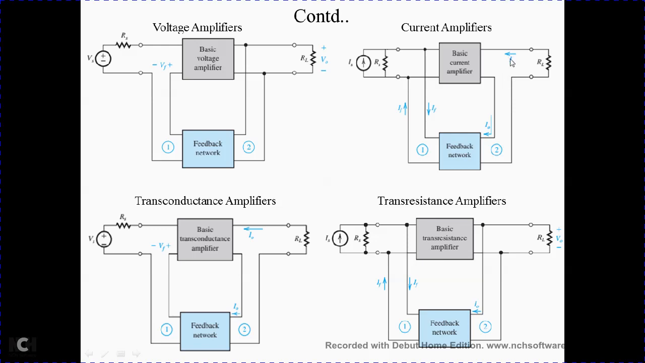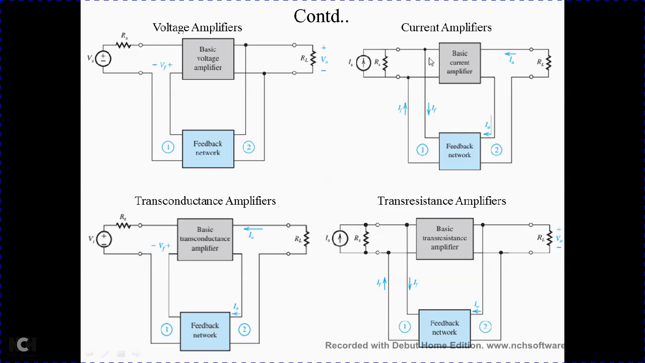A part of the output signal, that is current, is sampled and fed back to the input through the feedback network. It is the same way as in the voltage amplifier, where we take a voltage and feed back a voltage. In the transconductance amplifier, the input is a voltage and the output is a current. In the trans resistance amplifier it is the opposite: the input is a current and the output is a voltage.